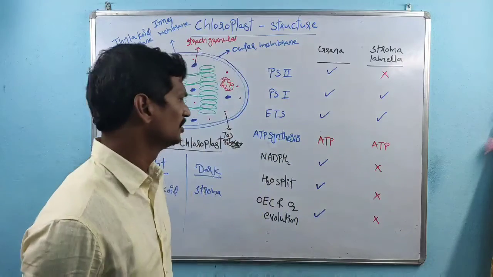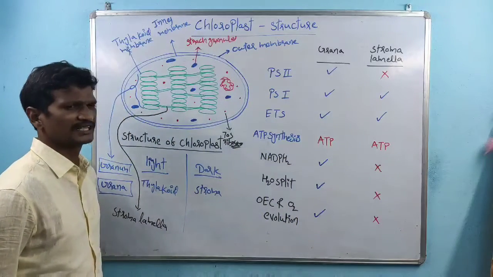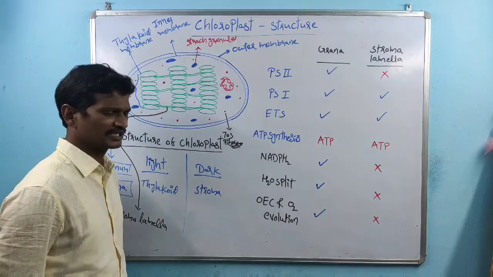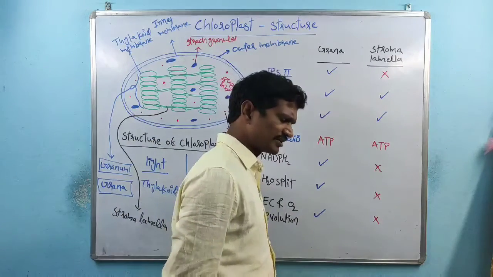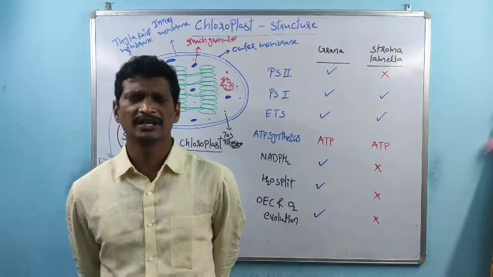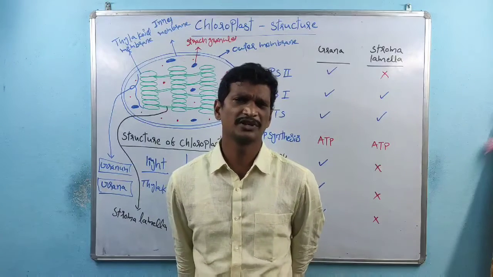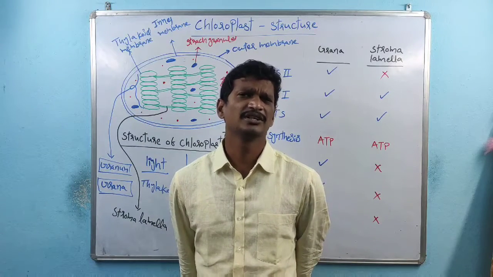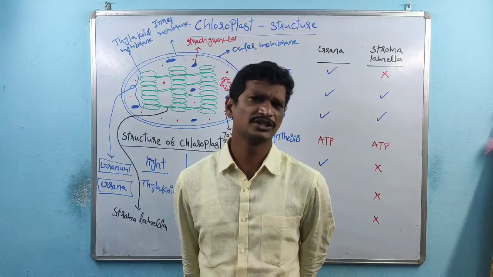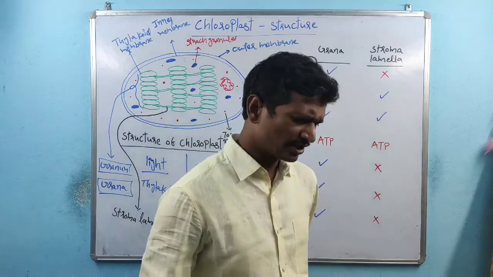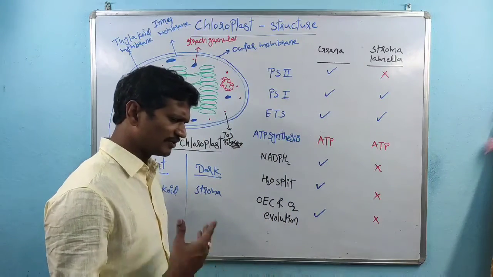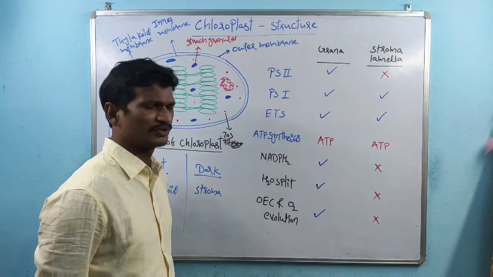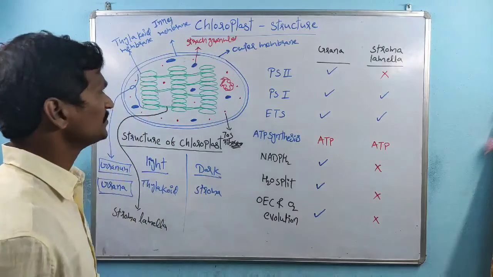So based on that, we can say there is a C3 cycle and there is a C4 cycle. The C3 cycle is seen in dicot plants and the C4 cycle is seen in monocot plants. Crassulacean acid metabolism, the CAM cycle, is seen in xerophytic plants. So within the dark reactions, it may be the C3 cycle, the C4 cycle, or the CAM cycle. These are responsible for the reduction, right?